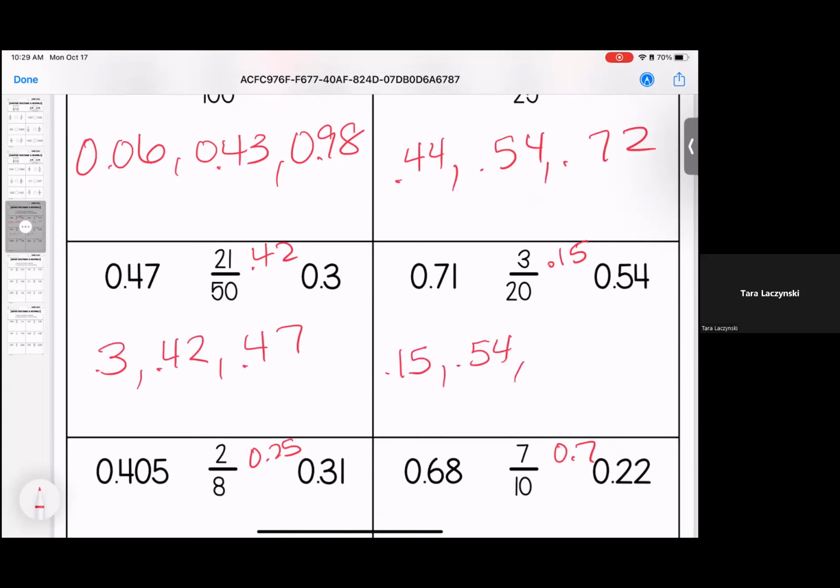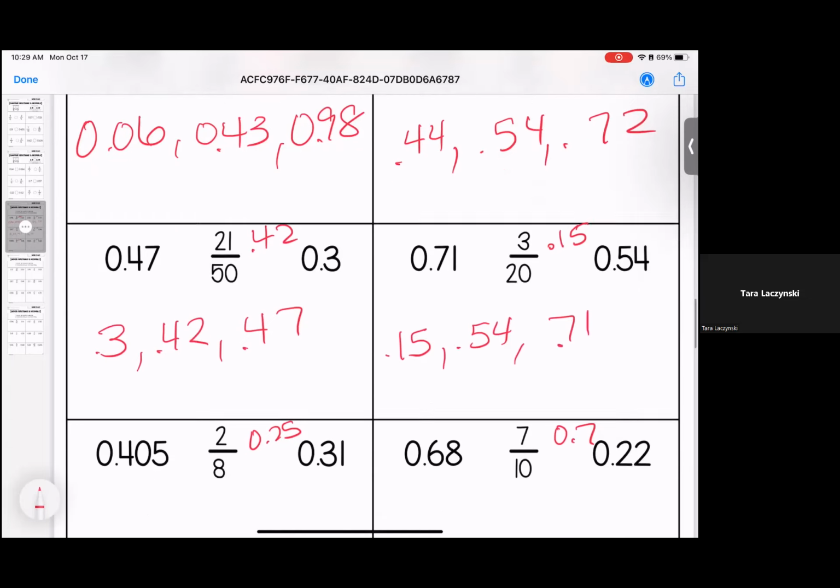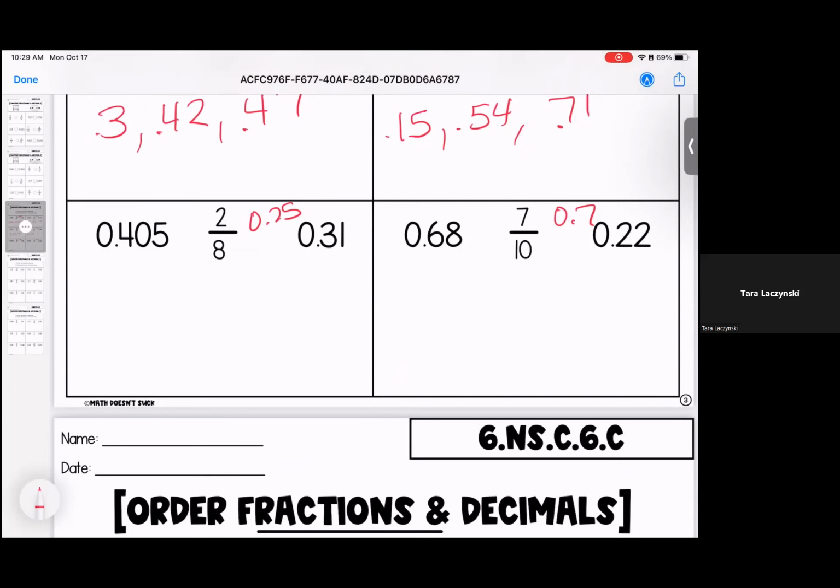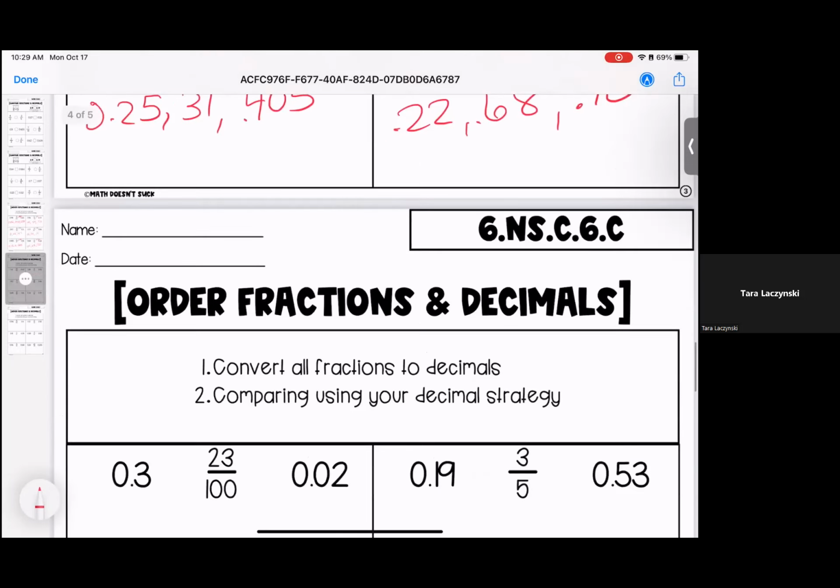15/100, 54/100, 71/100. And then this one we have 25/100, 31/100, and 405 thousandths. 22/100, 68/100, and 7/10. Remember, 7/10 is the same as 70/100. So if you get stuck on that, we can add as many zeros as we want to place save to help our brain make good connections.